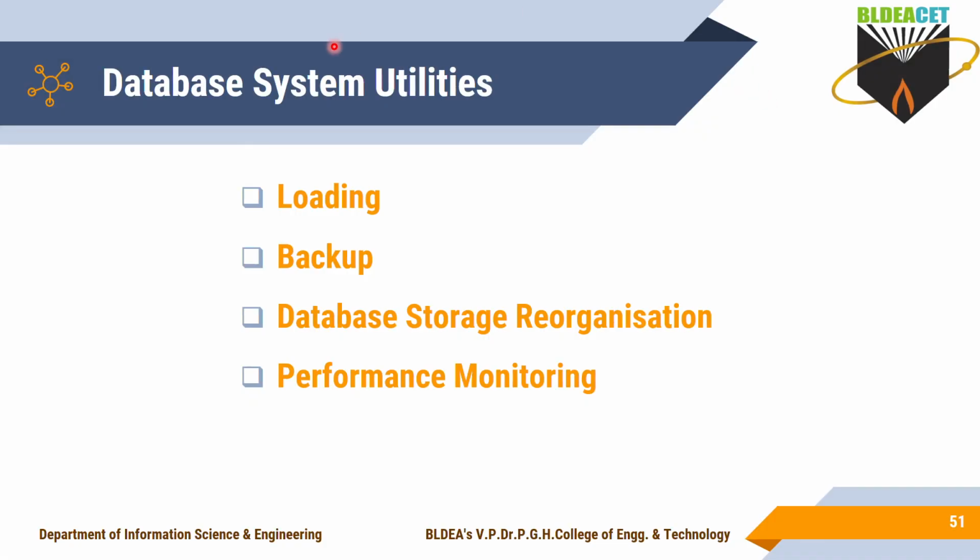Next is DBMS system utilities. Along with these different DBMS modules, the DBMS also uses database utilities which help the DBA, the database administrator, to manage the database system. The first one is loading. This is one of the utilities used to load existing data files. The data file may be text files or a sequential file.